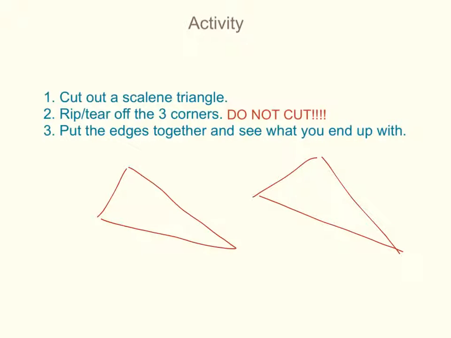Once you have it cut out, rip or tear off the 3 corners. Do not cut them. I want these to be very rough edges here so you know which ones were part of the straight triangle. So these edges here, when you cut it off, will look straight, and you'll know that this piece was not part of the triangle, okay? Take a moment, pause the video, and put all of the straight edges together and see what you end up with.